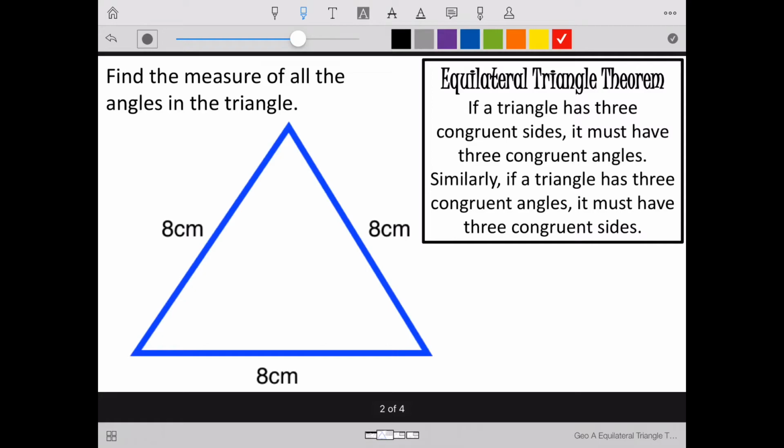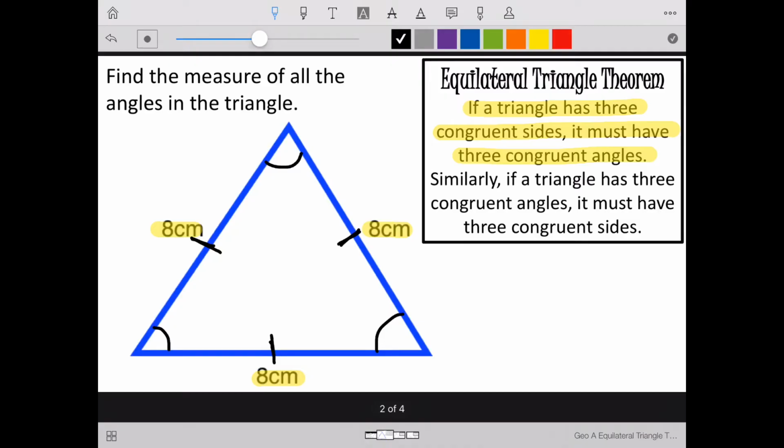So find the measure of all the angles in the triangle. Well, if we look at this lovely triangle, we notice that all of the side lengths are 8 centimeters. So we have three congruent sides. Well, our equilateral triangle theorem tells us that if a triangle has three congruent sides, it must have three congruent angles. So we have three congruent sides, so that means we must have three congruent angles.